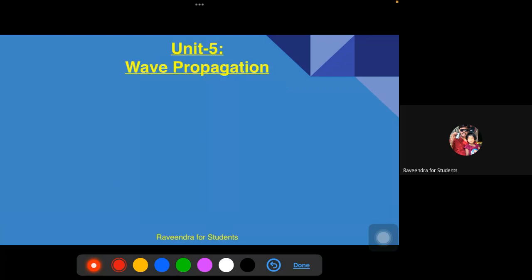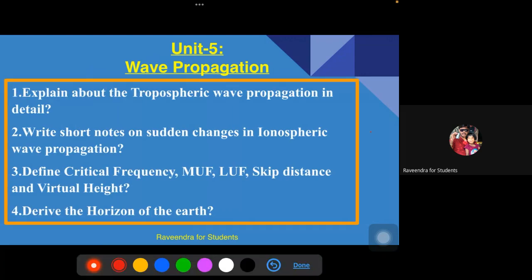Then coming to Unit 5, explain about the tropospheric wave propagation in detail for 5 marks. Then write short notes on sudden changes in ionospheric wave propagation, 5 marks. And define 5 definitions here. Critical frequency, maximum usable frequency, MUF, lowest usable frequency, LUF, skip distance, SD, virtual height, VH. Each definition for 1 mark, totally for 5 marks.